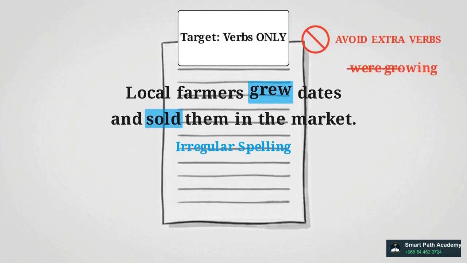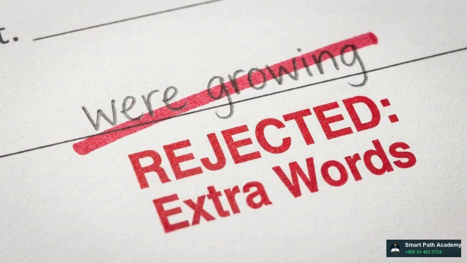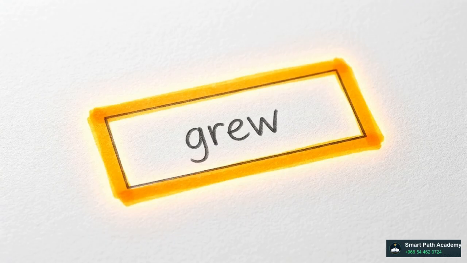Now pay attention to this examiner requirement. Do not add extra helping verbs. Writing something like were growing might sound natural to you, but adding those extra words triggers an automatic rejection by the examiner. You must stay within the boundaries of the verb change.